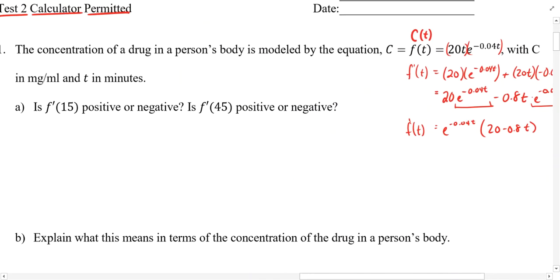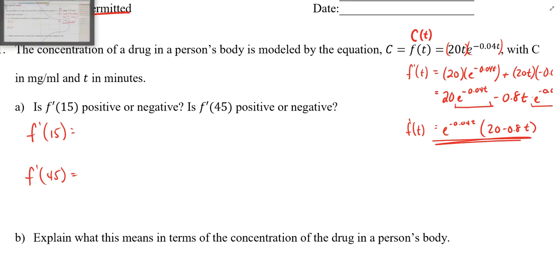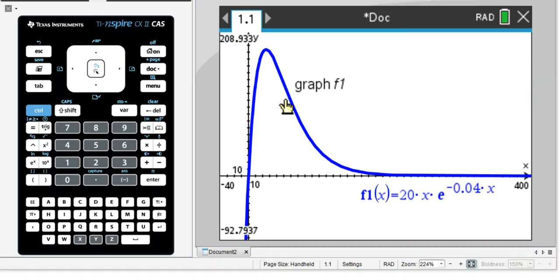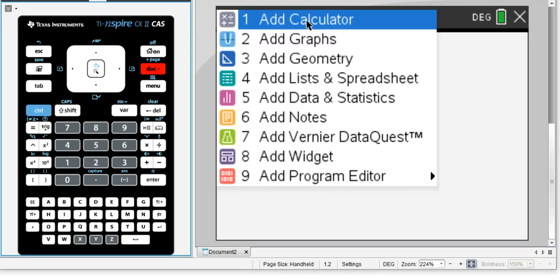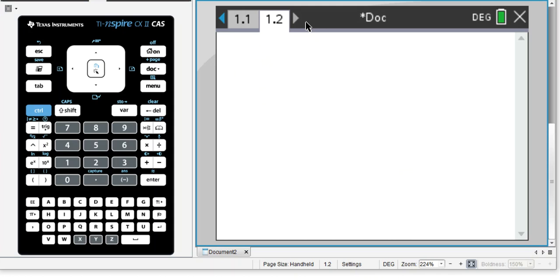Now that's important to note because we're being asked about f prime at 15 and f prime at 45. Since the calculator is available, I'll just execute this function at the number 15 and the number 45. So I'll press Control Dock and add a calculator page.